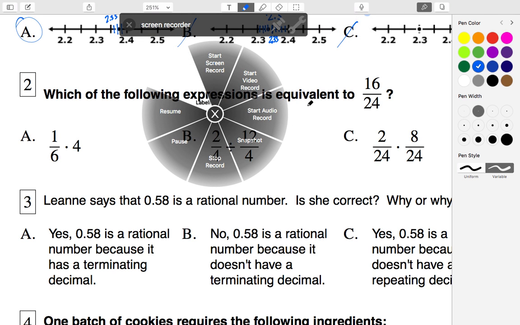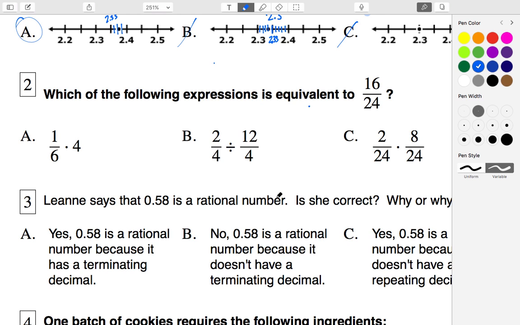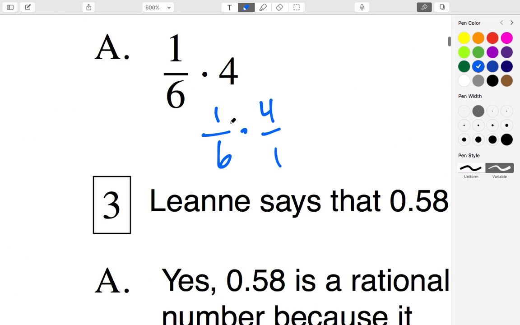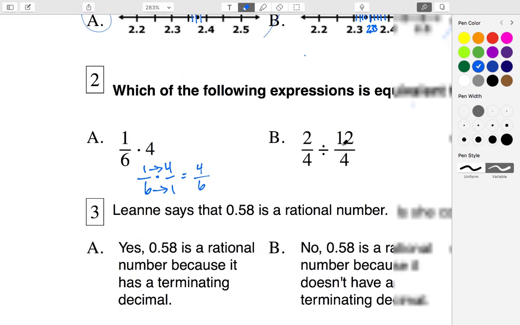Okay. All right. So you guys are good? All right, let's talk about it then. So this would be 1 over 6 times 4 over 1, and you just multiply across. What is 1 times 4? 4. What is 6 times 1? 6. So we have 4 over 6 here.